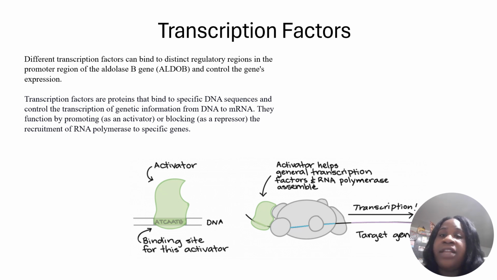These transcription factors integrate various signals and metabolic cues to control the expression of aldolase B in a tissue-specific and context-dependent manner, thereby contributing to the regulation of glucose metabolism and other metabolic processes in the liver.